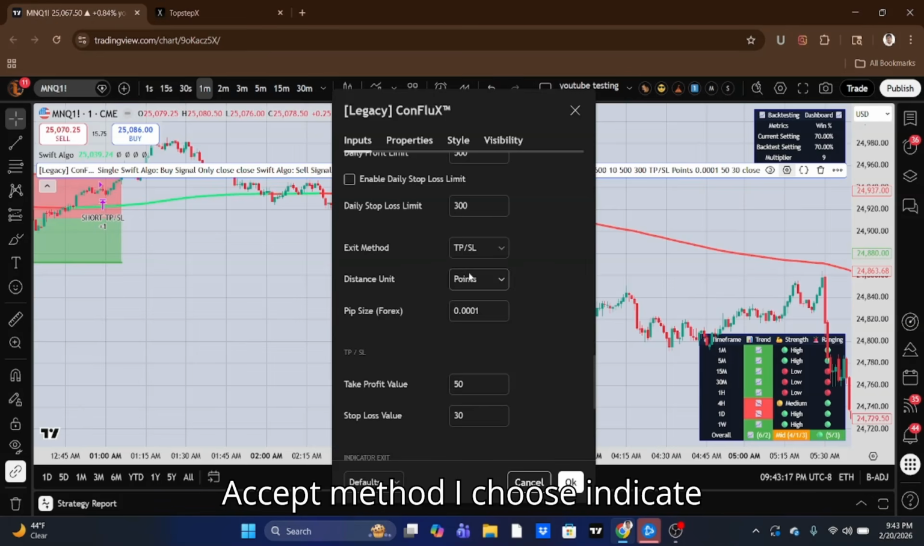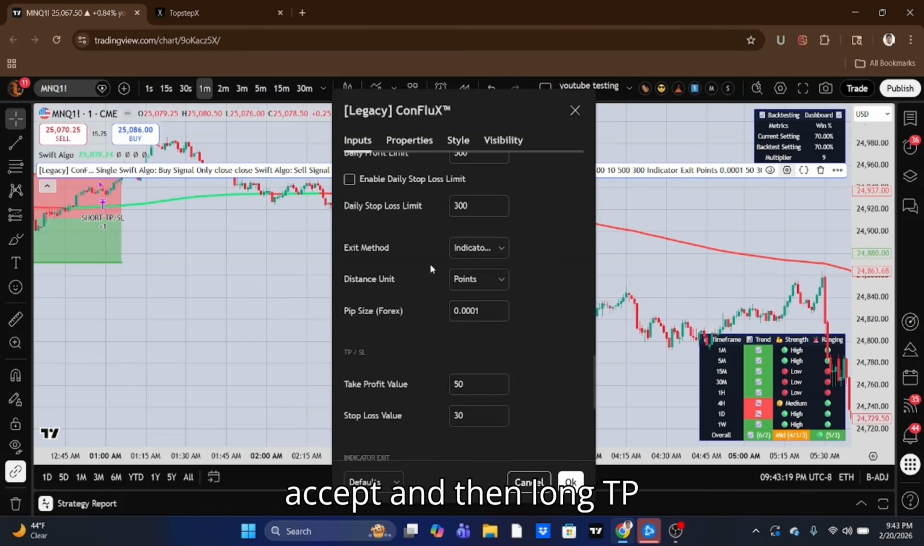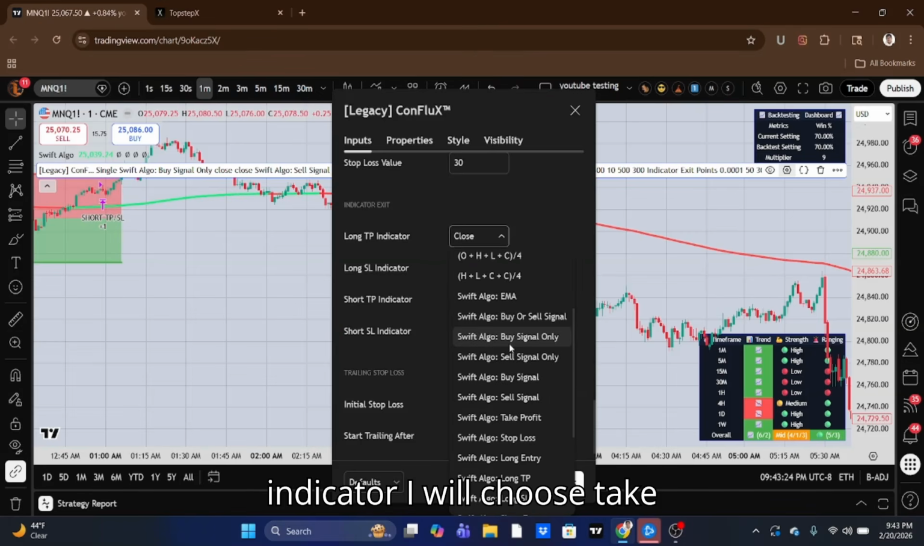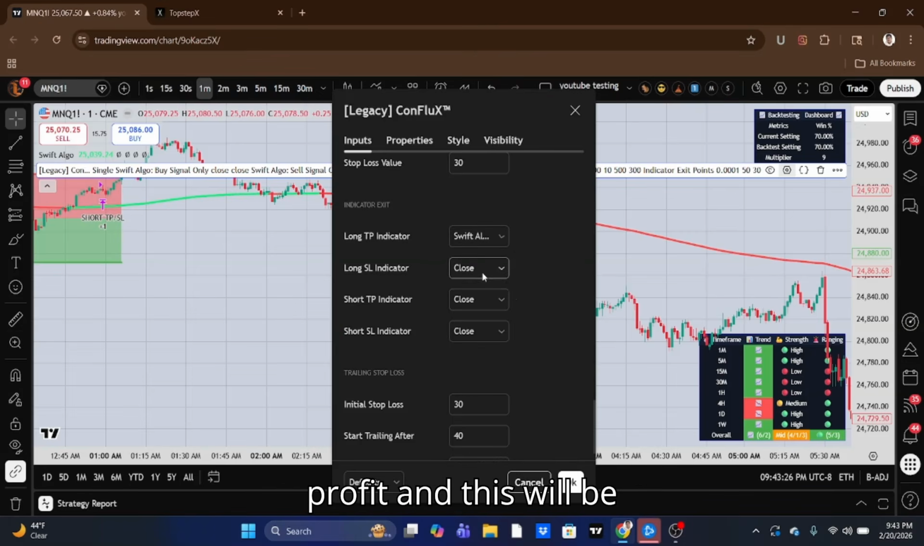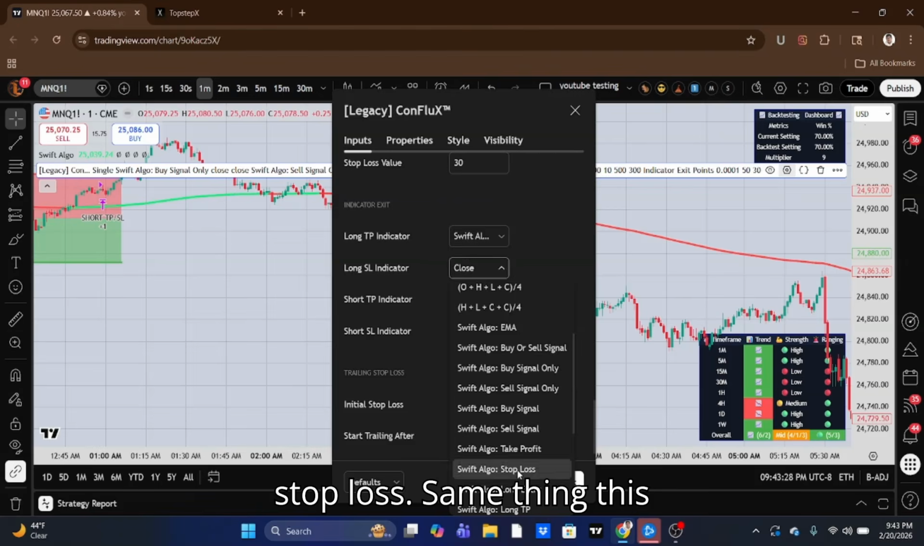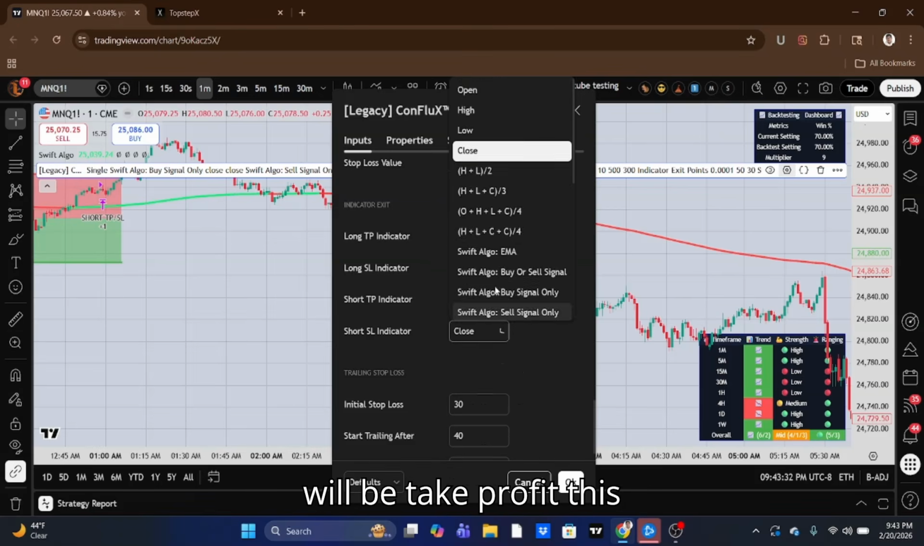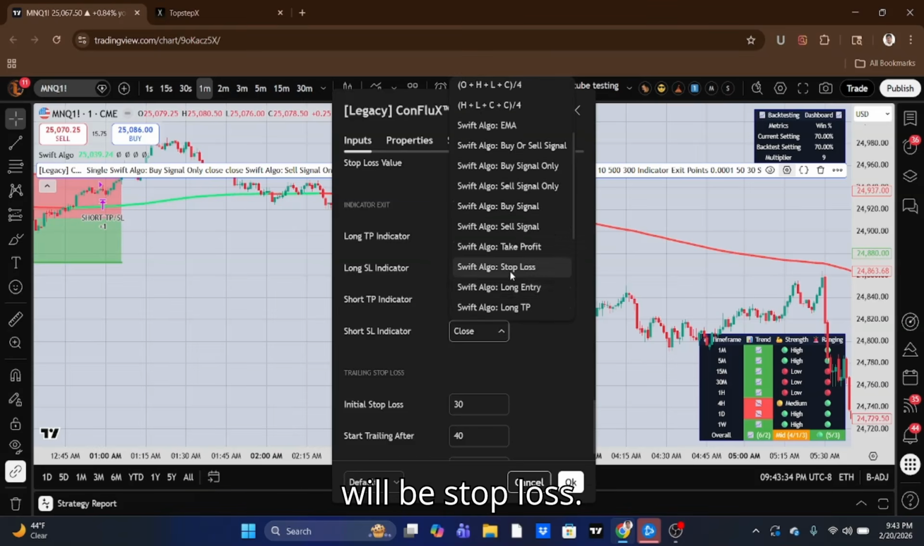Exit method, I choose indicator exit. And then long TP indicator, I will choose take profit. And this will be stop loss. Same thing, this will be take profit. This will be stop loss.